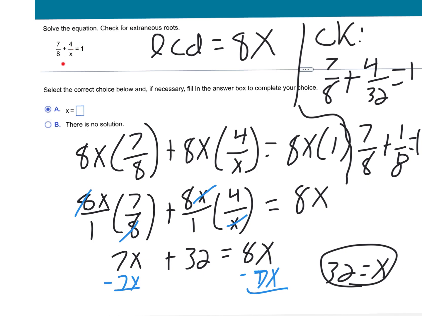You want to solve this rational equation and check for extraneous roots. So you want to fill in the answer here.